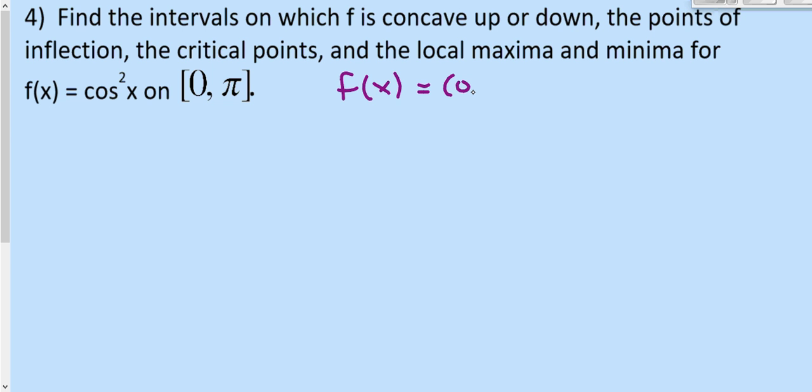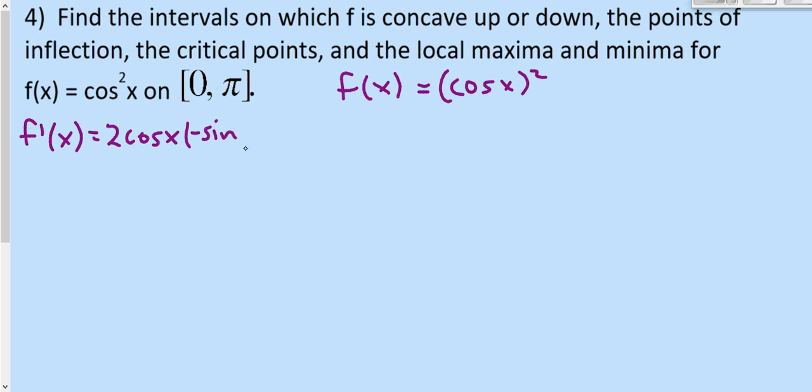All right, what if we write f of x as the cosine of x with the squared on the outside? Remember, that's what it means, but that will help us with our chain rule. So let's find the first derivative. That's going to be, using the chain rule, 2 times cosine x times the derivative of the inside, which would be negative sine x. Derivative of cosine x is negative sine x. So our first derivative is negative 2 cosine x sine x.